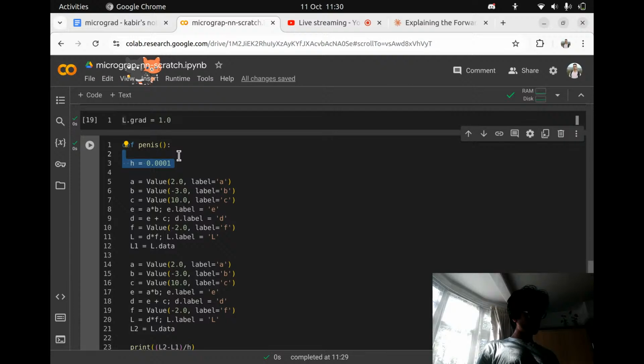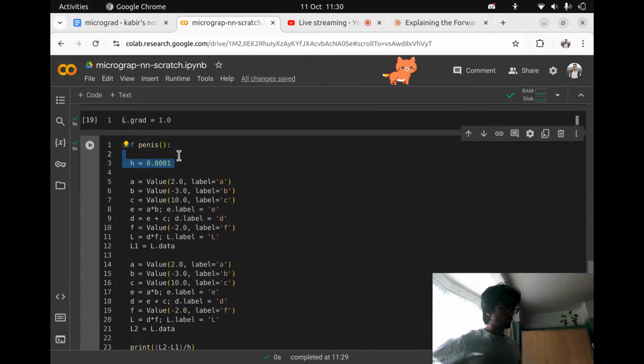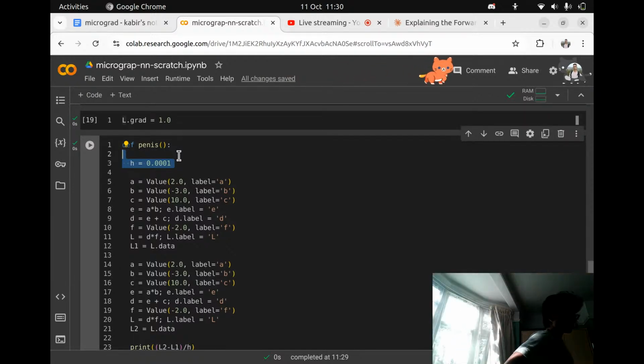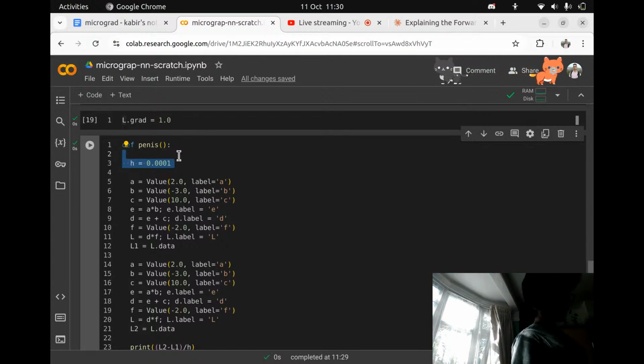So when we have L is D times F, then increasing D by h would give us the output of D plus h times F. That's basically f of x plus h, right? Minus D times F. Okay. And then divide h. Right. And symbolically expanding out here, we would have basically D times F plus h times F minus D times F divide h.